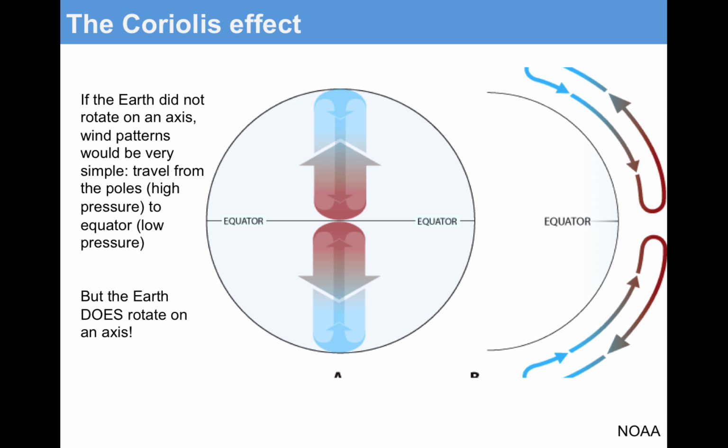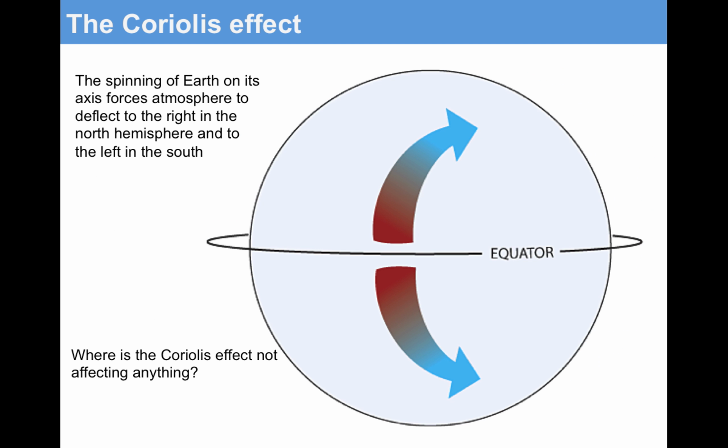All right, so if the Earth didn't rotate, wind patterns would be incredibly simple. Okay, so the wind would just kind of go from the poles to the equator, back to the poles. But because it rotates, it actually forces the wind to do slightly different things. All right, so the spinning of Earth on its axis forces the atmosphere to deflect wind to the right in the northern hemisphere and to the left in the south.